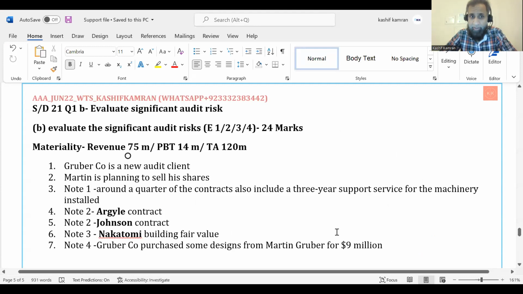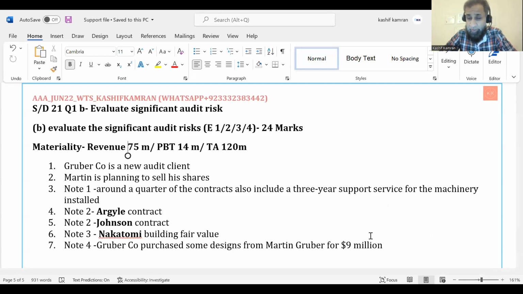Note number 1, around a quarter of the contracts also include a 3-year support service for the machinery installed. So we were a bit concerned about revenue recognition, that is, how would you recognize the revenue for a 3-year support? What if you record the revenue early and the revenue could be overstated? Note number 2, the Ergel contract, the profit-making contract, and the management recording the profit wrongly.